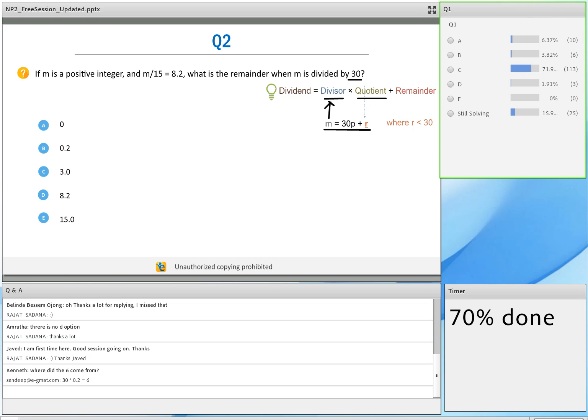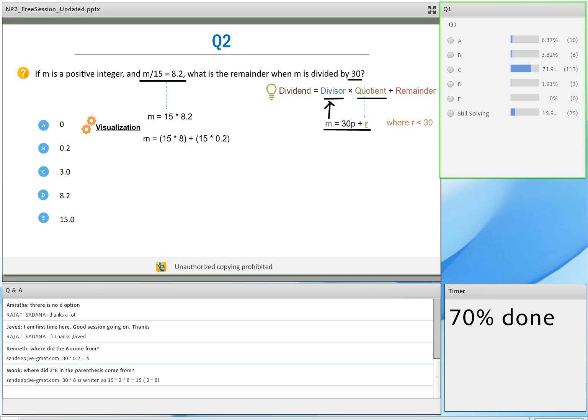Now what are we given? We're given that m by 15 is 8.2, which means we can express m as 15 times 8.2. Now, again, we follow the same principle. We really say m is equal to 15 times 8 plus 15 times 0.2. Why? Because 8.2 is 8 plus 0.2. Now, as we do that, we visualize and we say we want to express m in this form, where we have these two numbers, a and b.